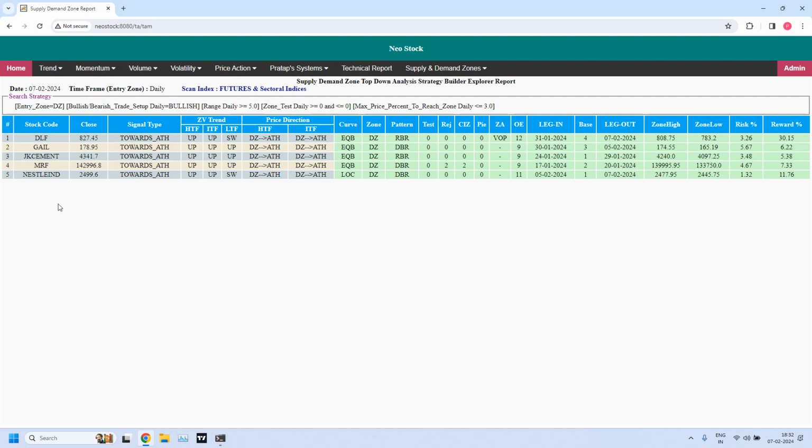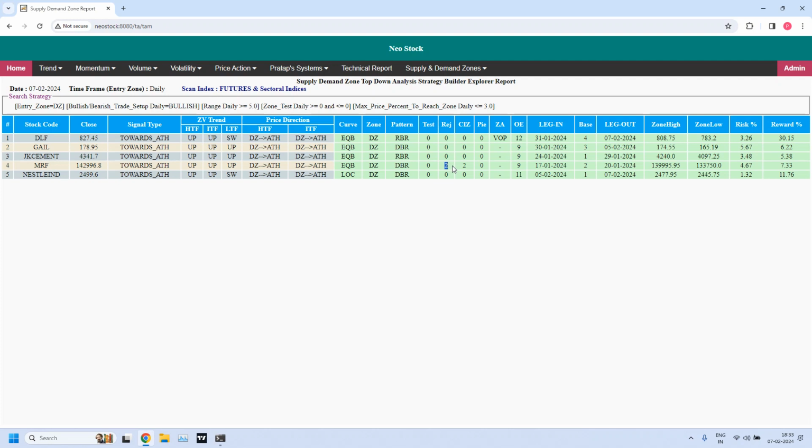See, within 3% level, we got another 4 stocks apart from Nestle. Now we have MRF, JK Cement, GAIL, DLF. All these stocks are having 0. But the only thing is, MRF has already given 2 rejections. I already told you, the rejections also should be considered as a test.